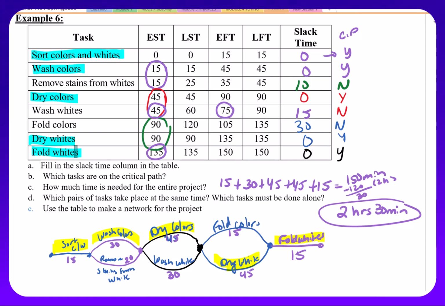And E says use a table to draw it. I've already done that piece. I actually think it helps to draw in the beginning.